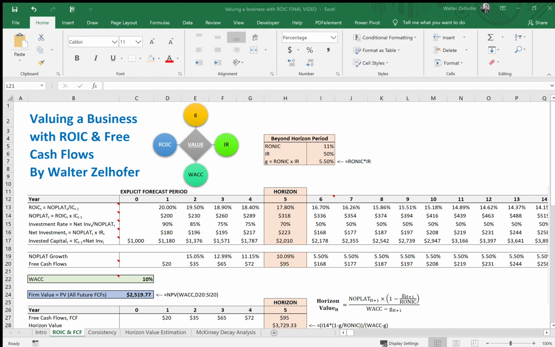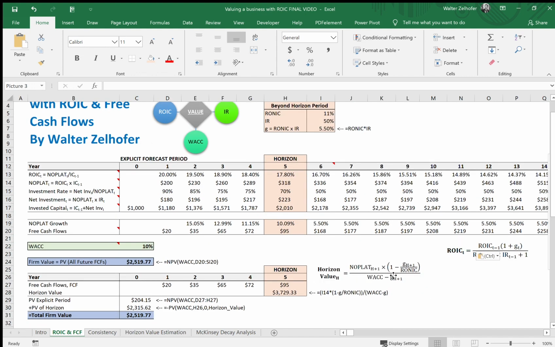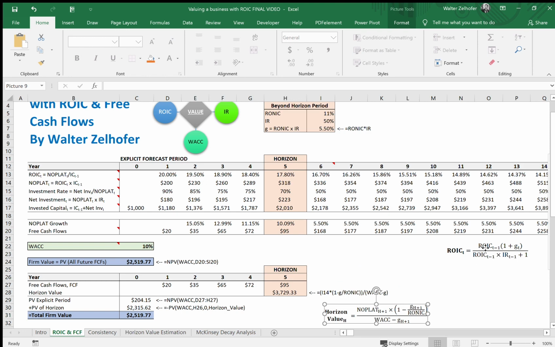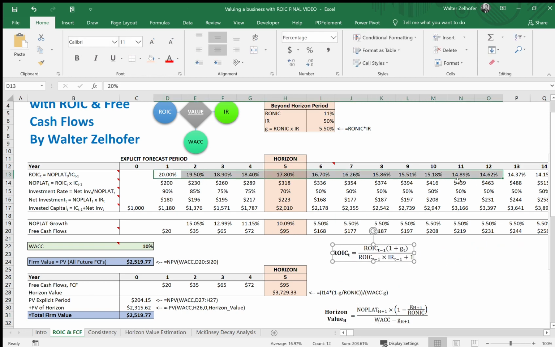Let me grab this little formula. All right, here we go. And let me move this out of the way. Okay, so let's say we wanted to calculate these numbers right here because we have estimated the investment rate and the growth rate in our operating income. So let's say these are the inputs that we already have, the growth rate and the investment rate.